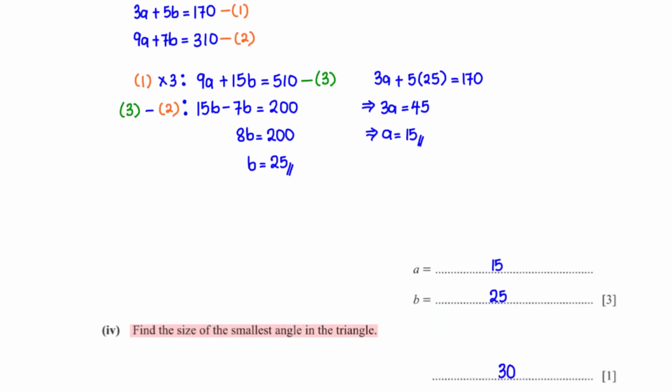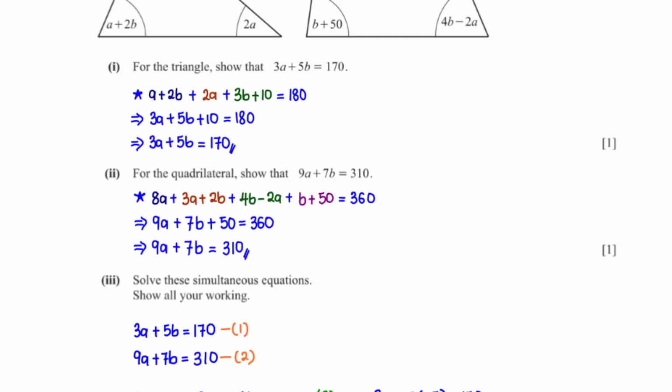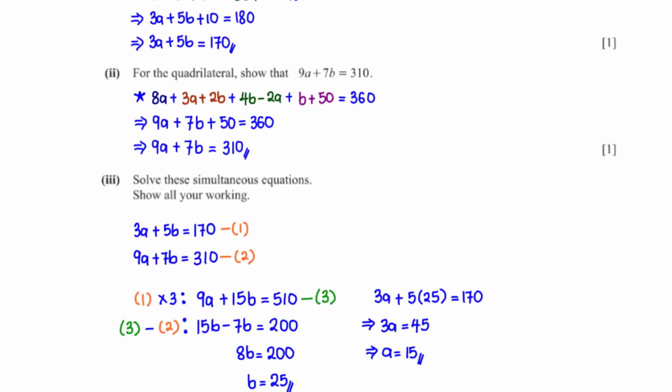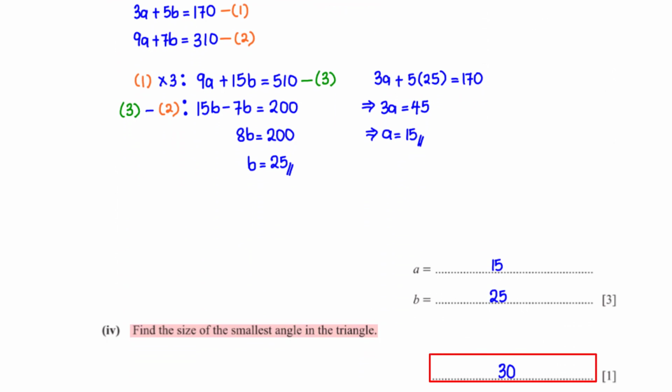Find the size of the smallest angle in the triangle. If we plug in the values of a and b into the three angles in the triangle, we see that the smallest angle is 30 degrees.